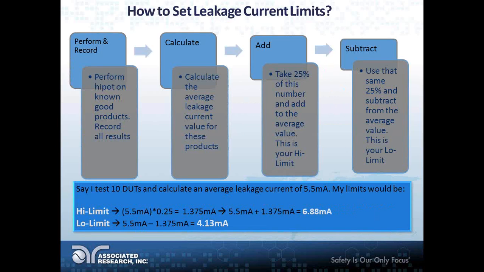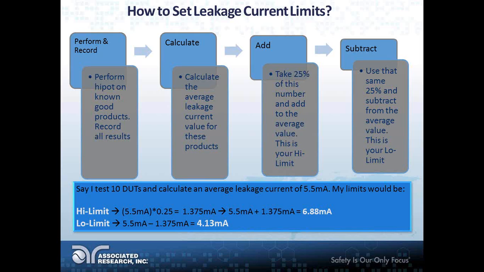Okay. Next, now that we know what leakage current is and the different types of leakage currents, how do we set leakage current limits? All of the Associated Research Hipot testers have what we call leakage current threshold or failure limits or settings. There are four simple steps to determine how to set your current high limits and your current low limits: perform and record, calculate, add, and then subtract.